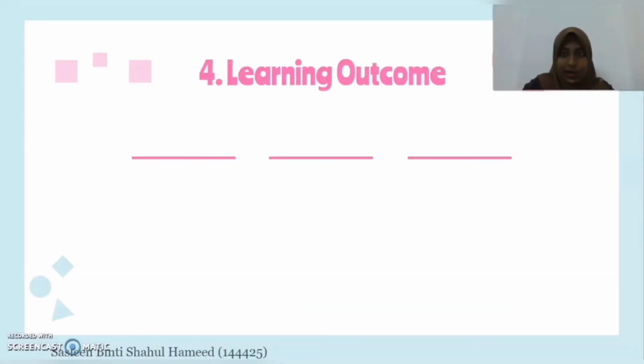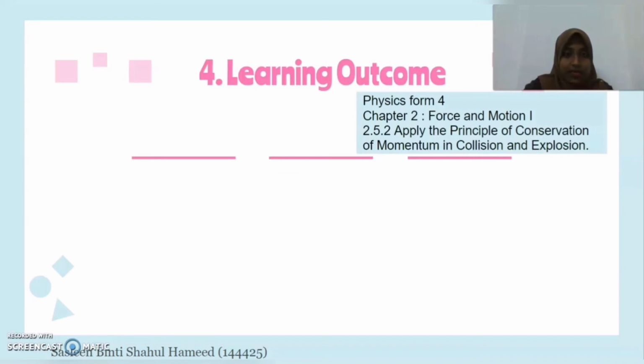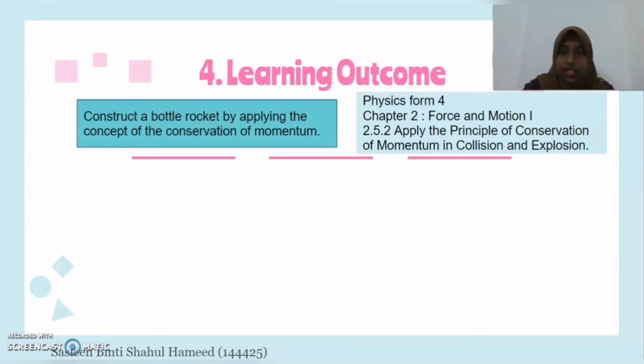Next learning outcome for performance-based assessment: I choose a topic from Physics Form 4, Chapter 2, Force and Motion 1. The learning outcome is 2.5.2, apply the principle of conservation of momentum in collision and explosion. The task given to the students is to construct a bottle rocket by applying the concept of conservation of momentum.